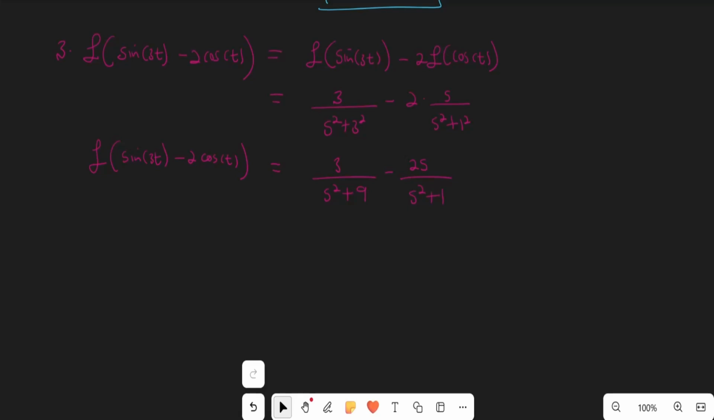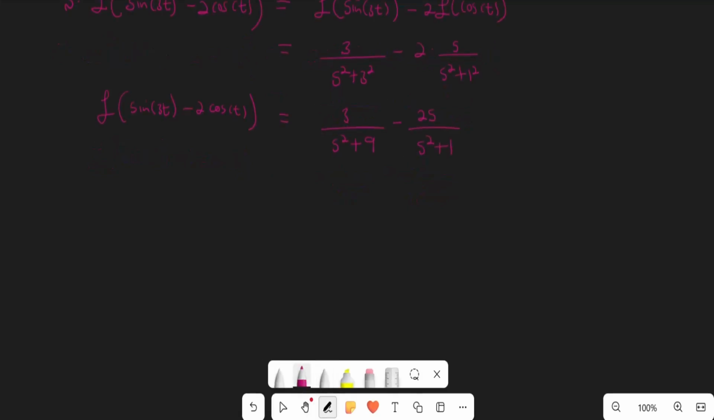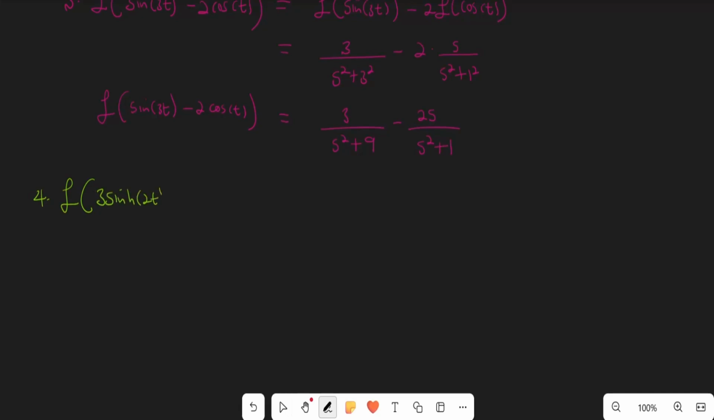For the fourth one, I am going to switch colors again. We are going to find the Laplace transform of this function, that is 3 times the sine hyperbolic of 2t plus 2 times the cosine hyperbolic of 3t. This is what we are going to find. So the Laplace transform of this function, using the linearity property again, is going to be 3 times the Laplace transform of the sine hyperbolic of 2t plus 2 times the Laplace transform of the cosine hyperbolic of 3t, like this.